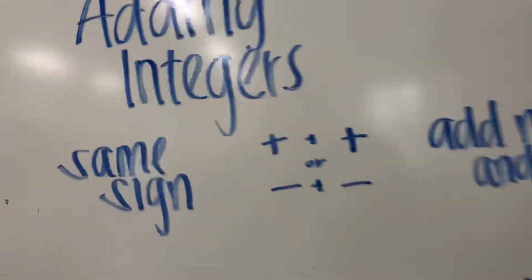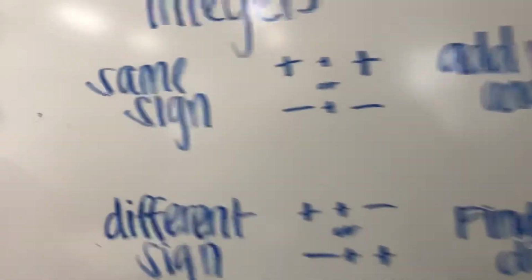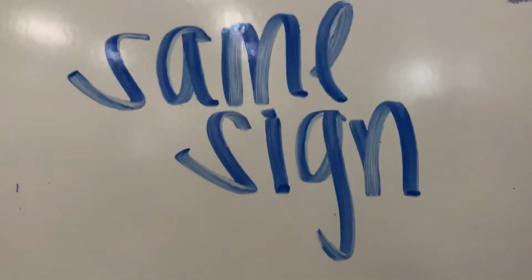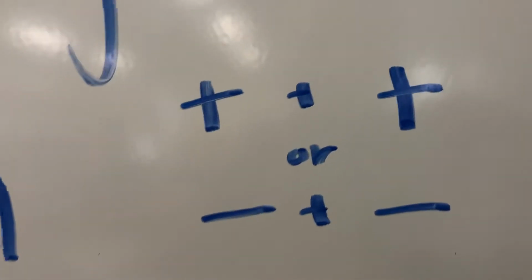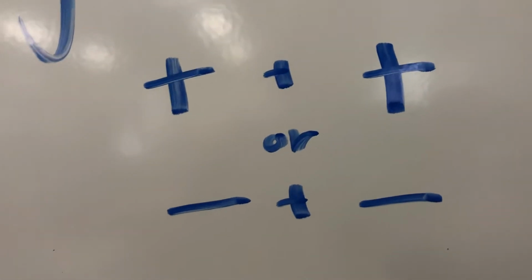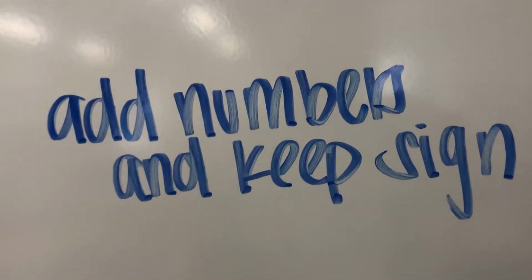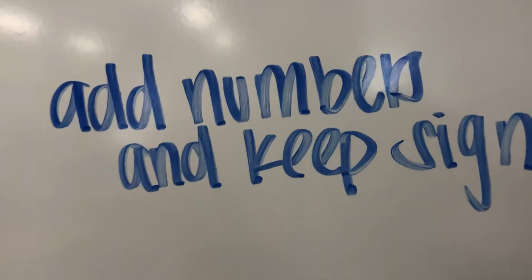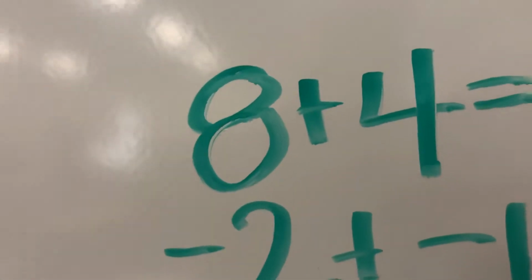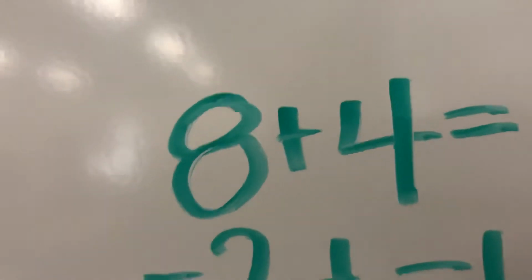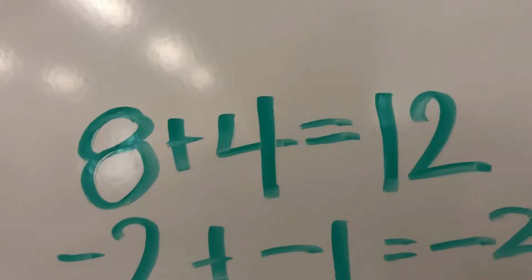Now, we're going to be going over two different rules, and the rules are different depending on the signs. So if you are adding two integers and they have the same sign, that means that they are both positive or they are both negative, what you're going to do is add the numbers and then just keep whatever sign they're using. First example, if we have 8 plus 4, we have two positive numbers, we're just going to add that for 12 and keep our sign.